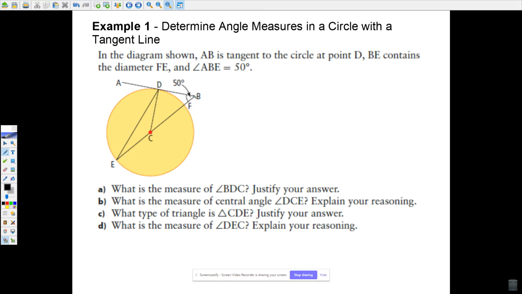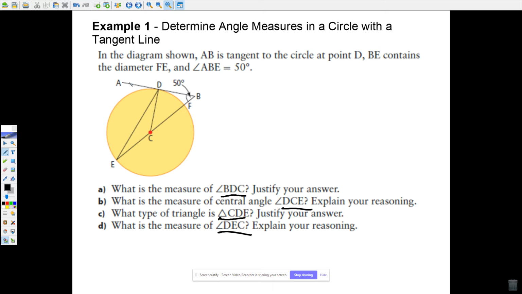And ABE is 50 degrees. So we know this is 50 degrees. We have to answer what is BDC, what is DCE, what type of triangle is CDE, what type of triangle is DEC. We'll go through each of them one at a time. First off, the measure of BDC. So this angle right here.